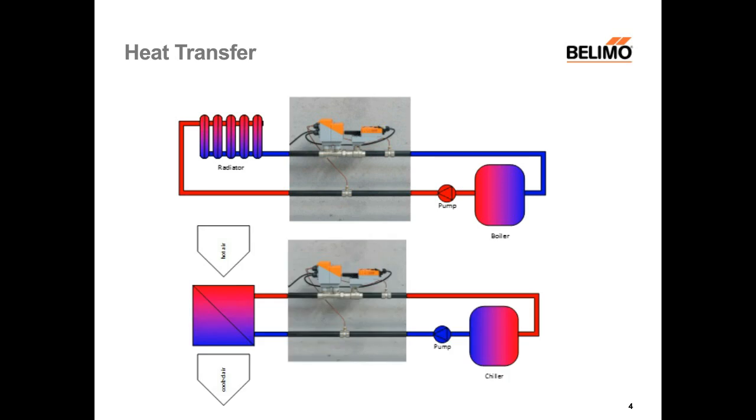Another example is an air conditioning system, consisting of a chiller, a pump, and a heat exchanger, for example, in a rooftop unit or a fan coil unit. In the heat exchanger, the cold water from the chiller is being heated up from the hot outside air, and then the warmer water goes back to the chiller again.